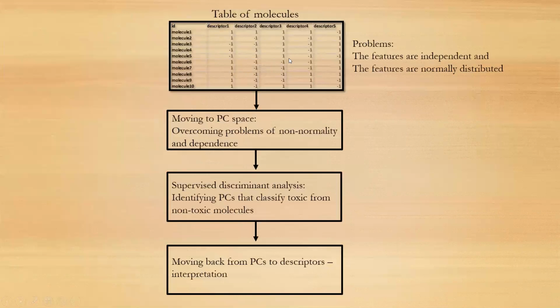We have a table of molecules, and we have a problem with this table. The problem is that the features are dependent and are not normally distributed. So we will move to the PC space where we overcome both the non-normality and the dependence problems. We will perform supervised discriminant analysis and identify the PCs that discriminate between toxic and non-toxic molecules. And then we will attempt to move back from the PCs to the descriptors for some biological interpretation. Can we actually find a way to discriminate between toxic molecules and non-toxic molecules based on chemical physical descriptors?